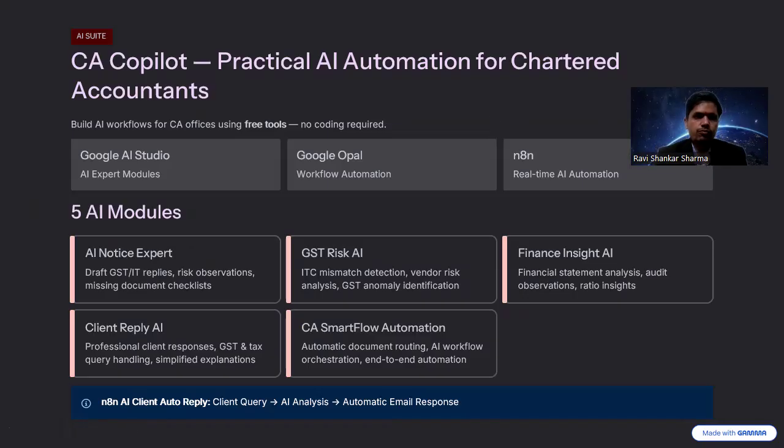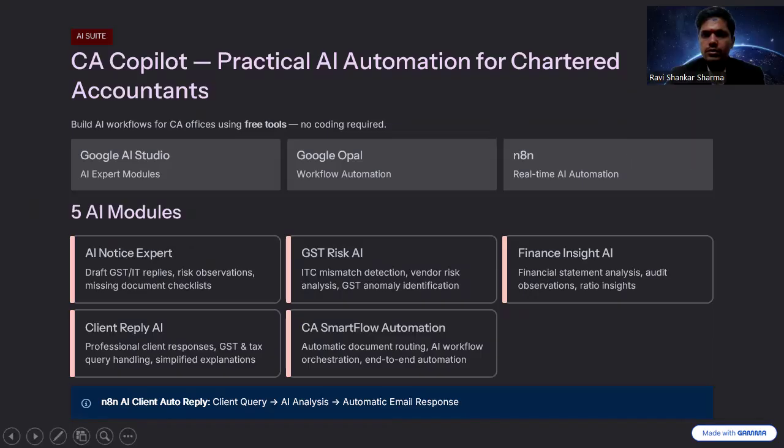We will use two platforms: one, Google AI Studio, and second, Google Opal for workflow automation. On Google AI Studio, we will create some modules that will be useful for our daily CA practice. We will create 4 modules on Google AI Studio. First, AI Notice Expert.